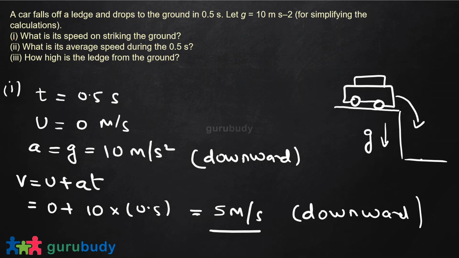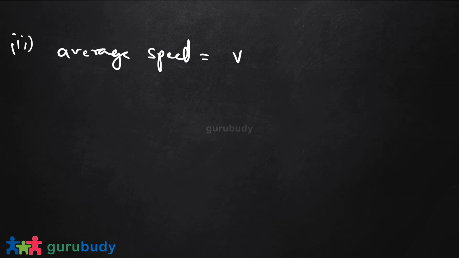Now the second part of the problem is to calculate the average speed of the car during the half-second journey. Average speed is going to be initial speed plus final speed divided by 2. Since we know the final velocity was 5 and they're asking the speed, I will just take the magnitude. Initial speed was 0, taking half of it, so I get the average speed of this car as 2.5 meter per second.